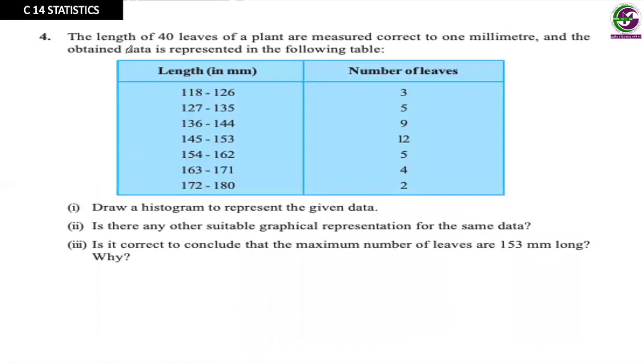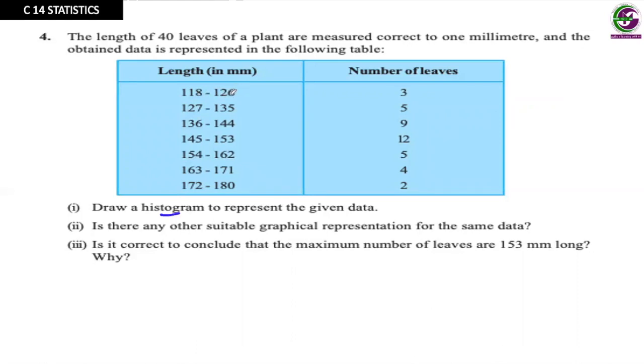Let's see the next question. The length of 40 leaves of a plant are measured correct to 1 millimeter, and the obtained data is represented in the following table. Draw a histogram. Why histogram? Because this is the length of the leaves. It should be continuous from 18 to 26, then 27 to 35, and so on. But remember, it should be continuous. And we have seen how to make an interval continuous.